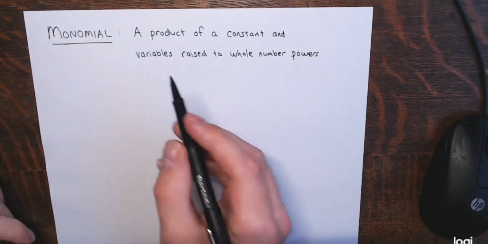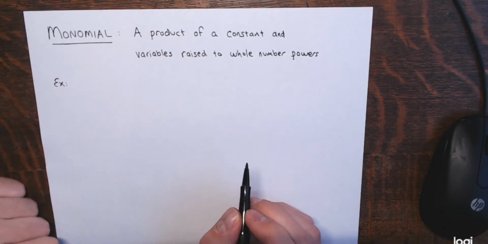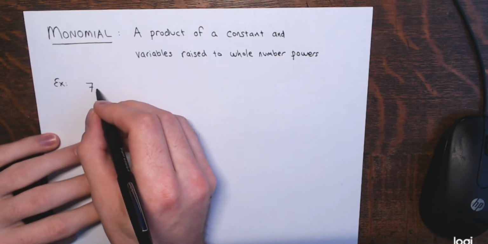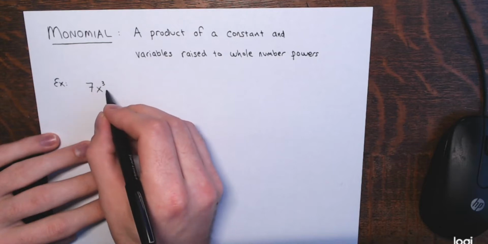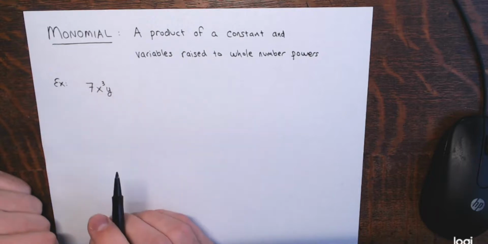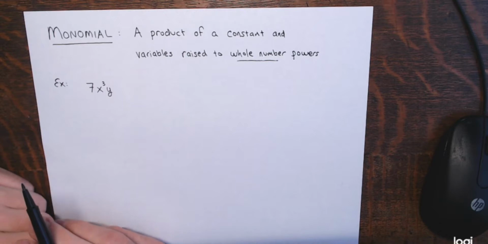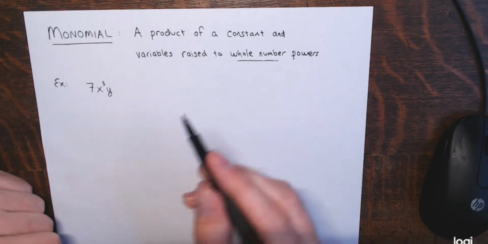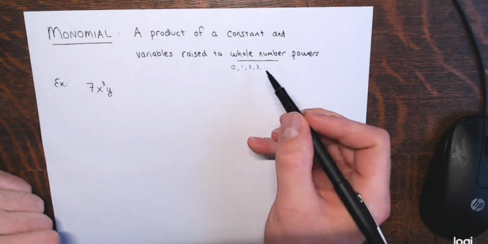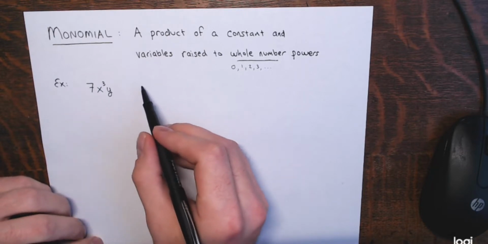So some examples of expressions that would be considered monomials would be the following. Say 7 times x to the third power, times y. Y to the first power, right? As long as the powers are all whole numbers, there's no fraction powers, no negative powers. Right. Remember, the whole numbers are 0, 1, 2, 3, and so on. Right. There's no negatives, no fractions. So this is an example of a monomial.